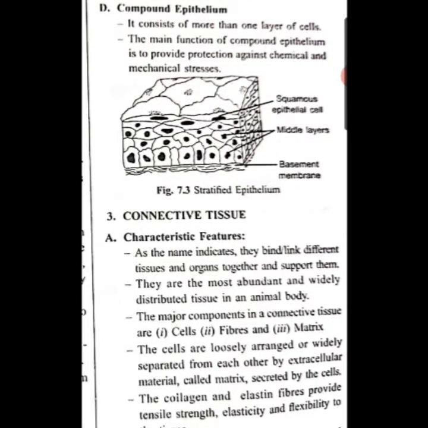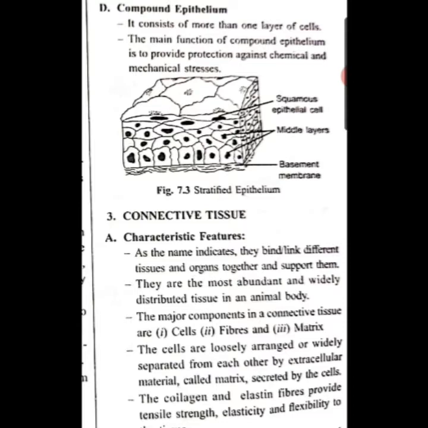Let us now discuss the compound epithelium. Compound epithelium is very simple. That epithelium which basically has more than one layer of cells. Okay, so can you see this clearly? There is a basement membrane, there is a middle layer, there is squamous epithelium. So this will form both transitional and stratified squamous.